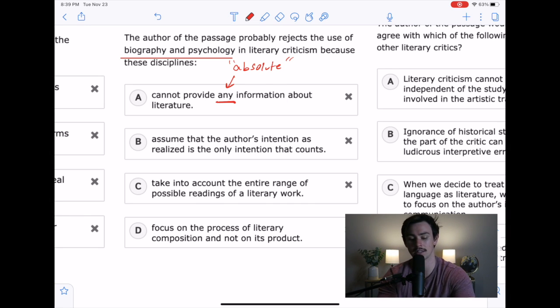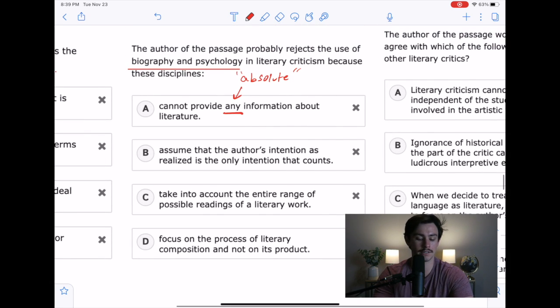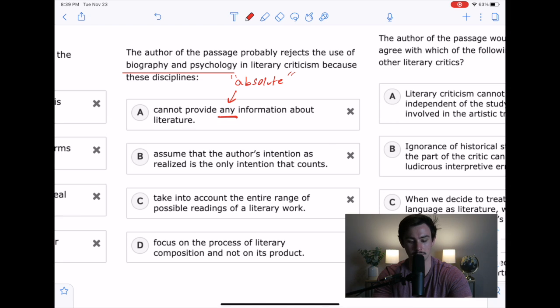B says assume that the author's intention as realized is the only intention that counts. Well, that is what literary criticism did. I don't think bio and psych do that. The author's not rejecting that. So maybe not B, because it's not true. C, take into account the entire range of possible readings of a literary work. It seems like a good thing. So it's probably not getting rejected for a good thing. So I'll say maybe not C.